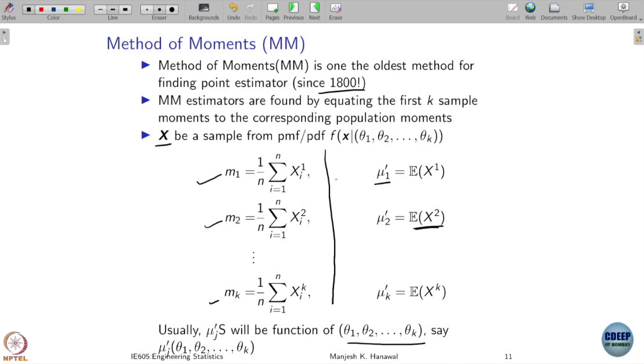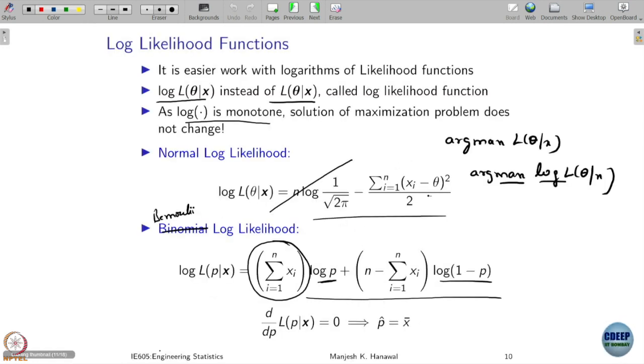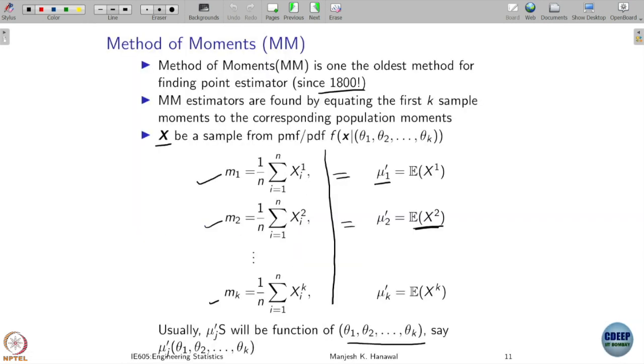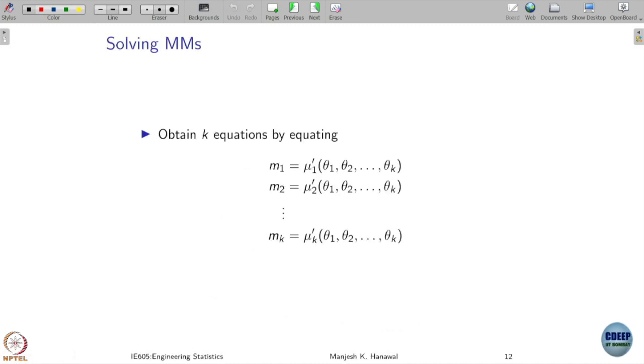Now I can equate them. I can equate these two to find one equation, these two to find a second equation. Like that, I can equate up to the kth equation. So this m1 is computed from my sample, and I know the true value from the corresponding parameters. By equating them I get k equations, and I am going to solve these k equations to get those k parameters.